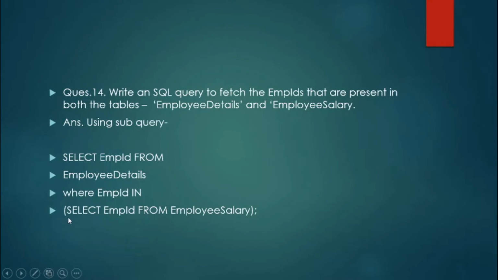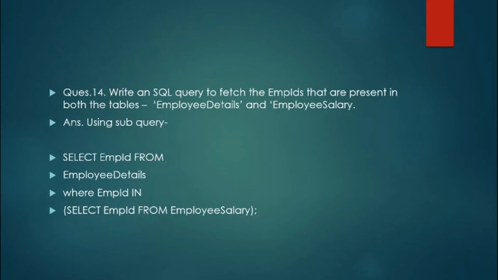So first we will use nesting here. We have written SELECT EmpID FROM EmployeeDetails WHERE EmpID IN. EmpID IN means that we will be taking all the employee IDs from the inner query, that is SELECT EmpID FROM EmployeeSalary. In this way we will fetch the employee ID from the employee details table where the employee ID is present in the employee salary table.